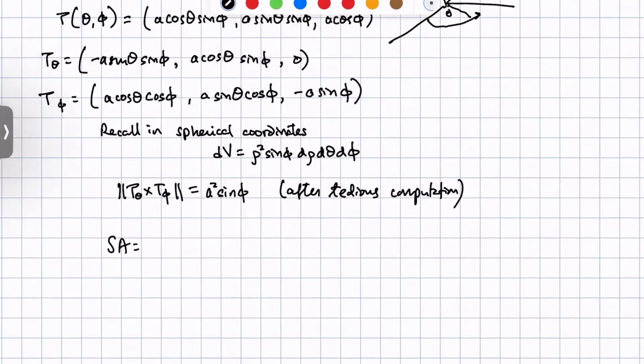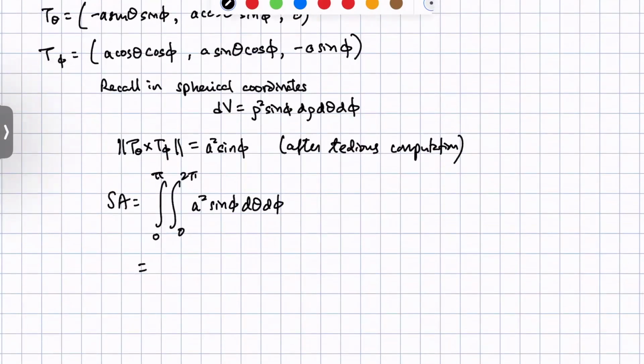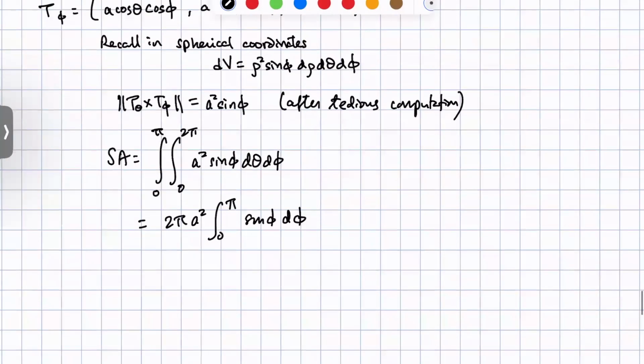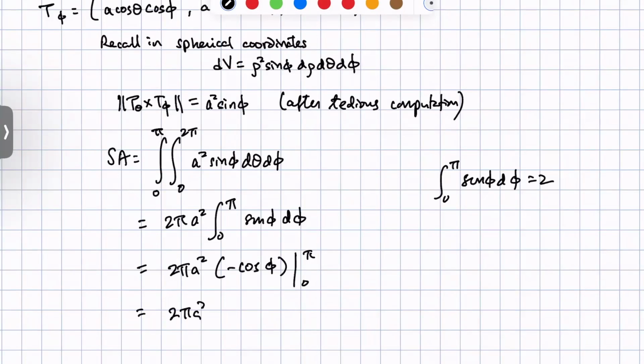So what's my surface area? It's the double integral of a squared sine phi d theta d phi. Theta goes from 0 to 2 pi, and phi goes from 0 to pi. There are no thetas, so the integral is just 2 pi, and then I have an a squared. Now, it might be a good idea just to memorize that this integral is equal to 2. When you're taking an exam and you don't have much time left, it might be useful just to know that fact. If you really want to integrate, I have a negative cosine phi from 0 to pi, and this gives me a 1 plus 1, so I get 4 pi a squared.